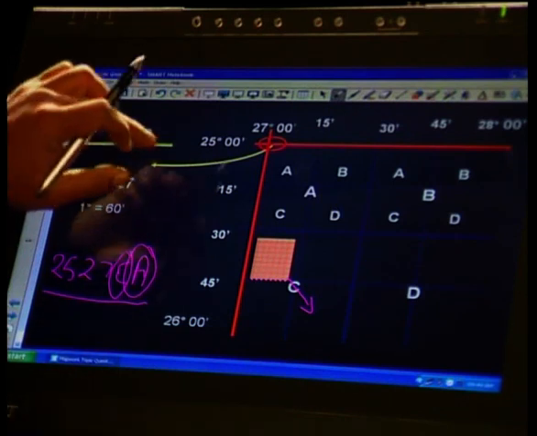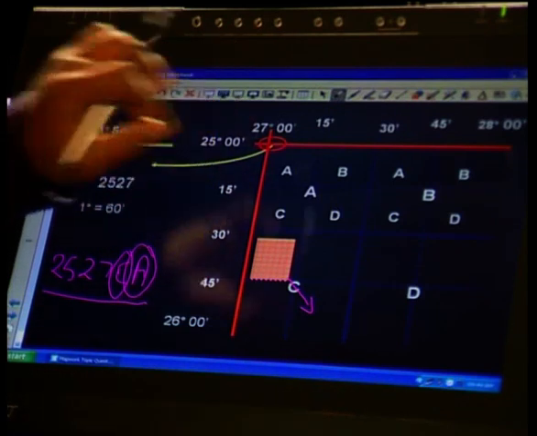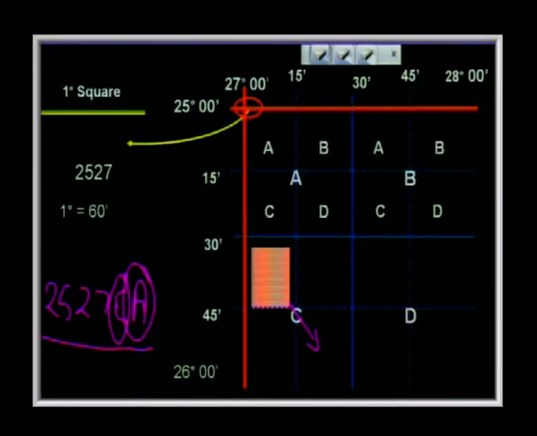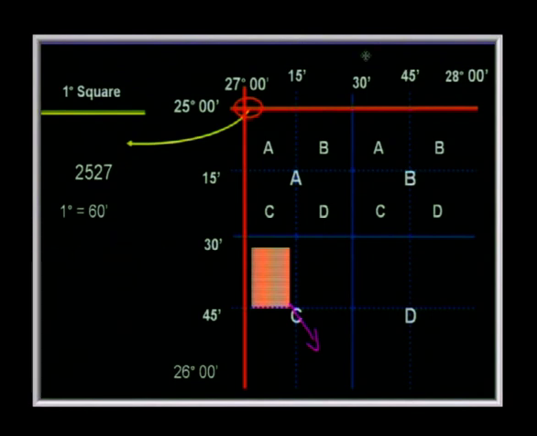I first need to look at, has the line of latitude or longitude changed? No, it's in the same block. So immediately my answer will stay the same. Let's remove this. It still would be 25. So the latitude hasn't changed and the longitude hasn't changed. It's 27.